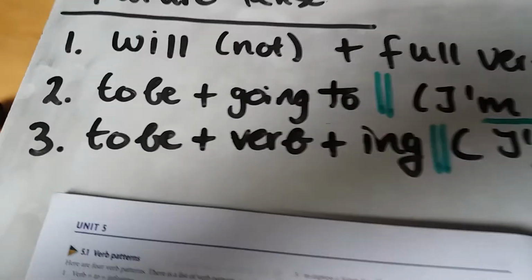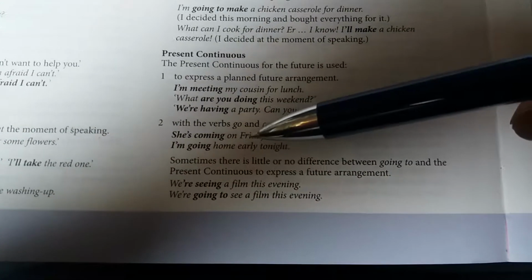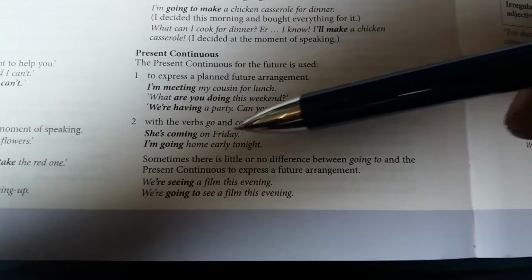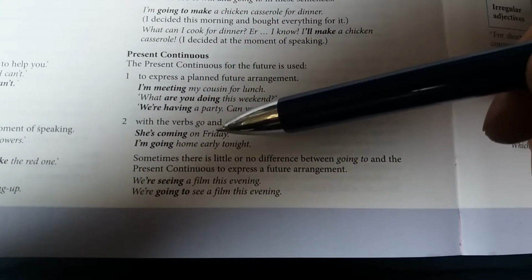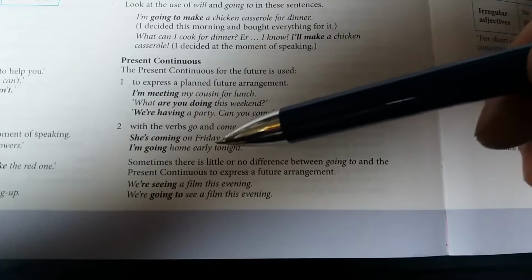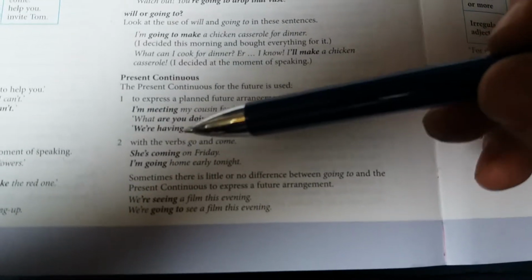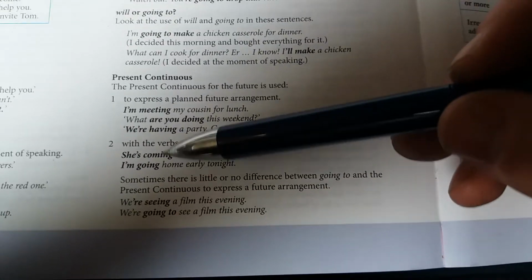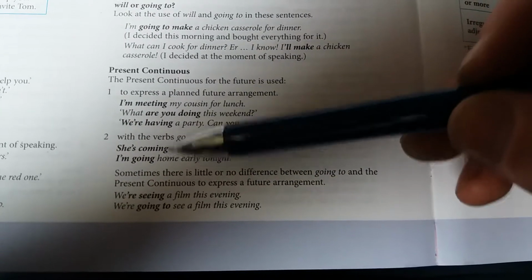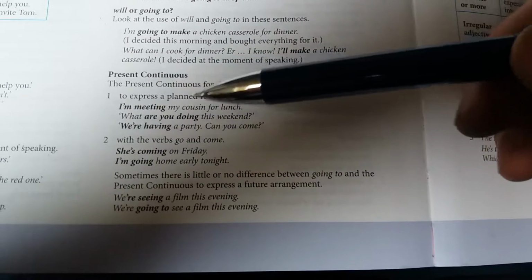Do notice that if you want to use the second one, so to be going to, and you have to use the word go, then you're not going to say, I am going to go home, I am going to go to America. Then you will just say, I am going to. You don't have to use the words go and come twice. So with these, you also use the present continuous. You're not going to go twice.